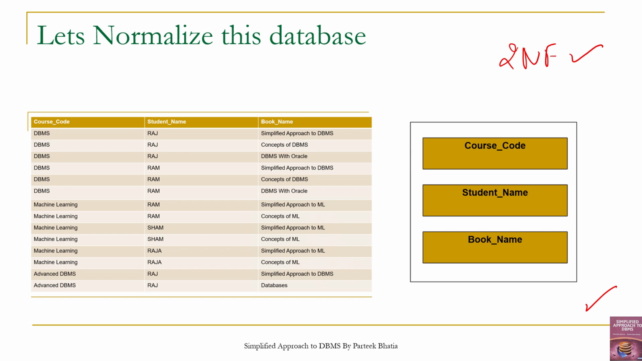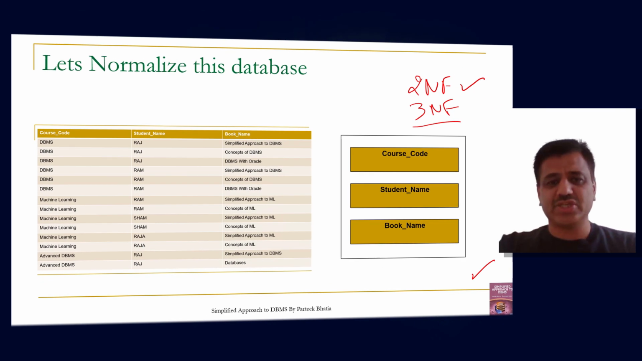Now let's apply third normal form over this. Third normal form again has two conditions. The first condition is that the relation should be in second normal form, which we have already discussed, and yes, it is in second normal form. And the second condition is that there should be no transitive dependence. And you know that transitive dependence happens when we have functional dependence between two non-key attributes. Since there is no non-key attribute, there is no chance of any transitive dependence. So this relation is also in 3NF.